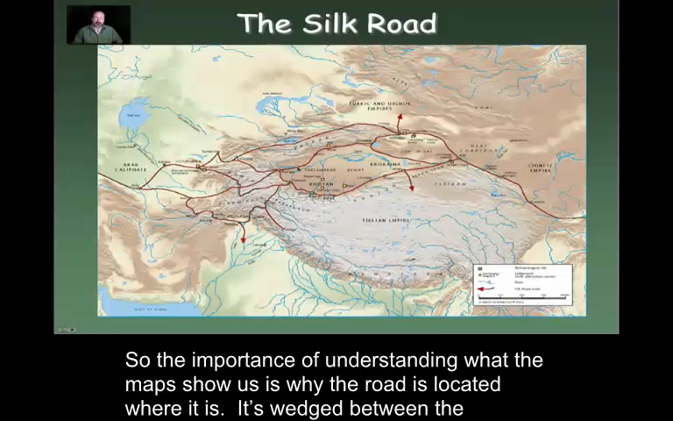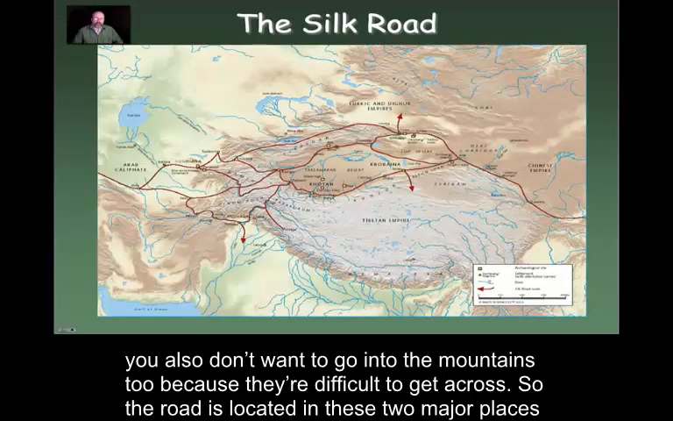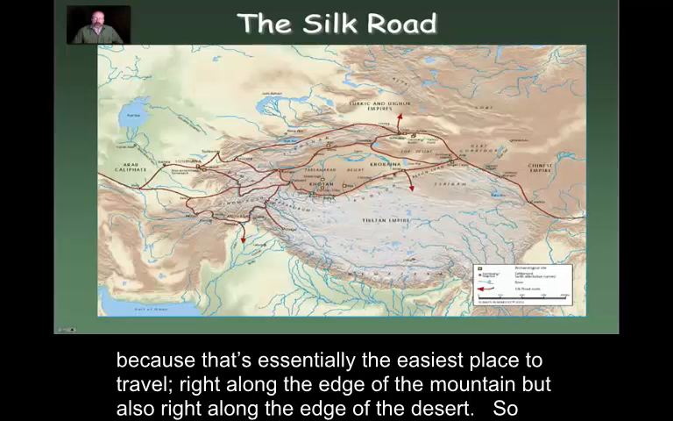So the importance of understanding what the maps show us is why the road is located where it is. It's wedged between the mountains and the desert. So you don't want to go into the desert because it's the Taklamakan. Once you go in, you don't get out. But you also don't want to go into the mountains too because they're difficult to get across. So the road is located in these two major places because that's essentially the easiest place to travel. Right along the edge of the mountain, but also right along the edge of the desert.